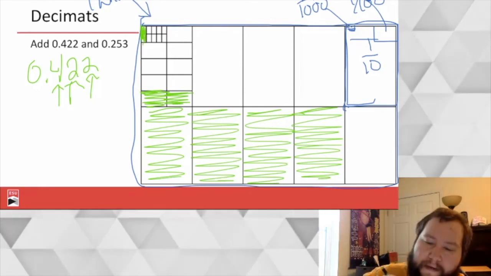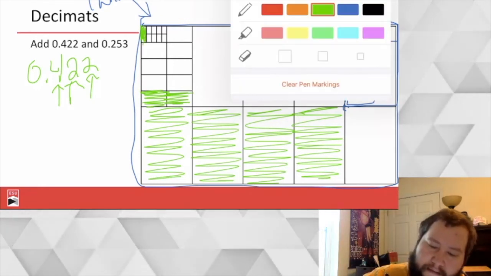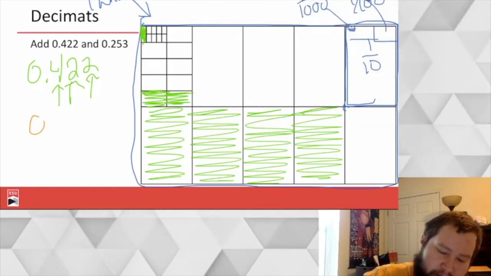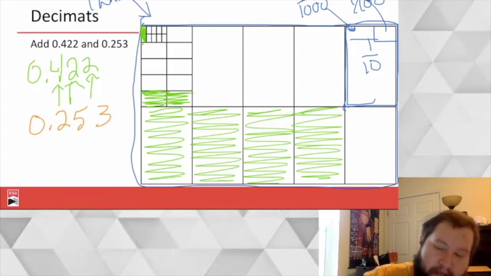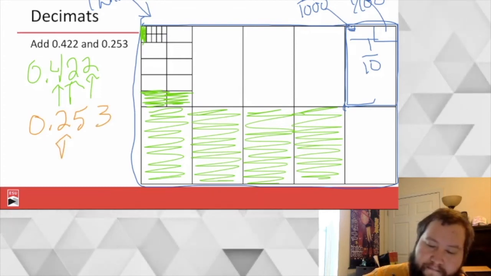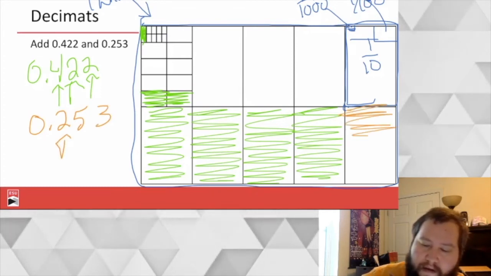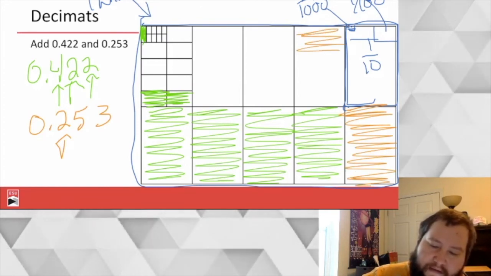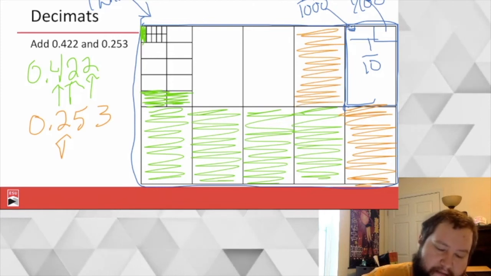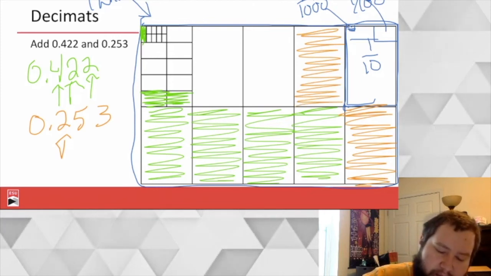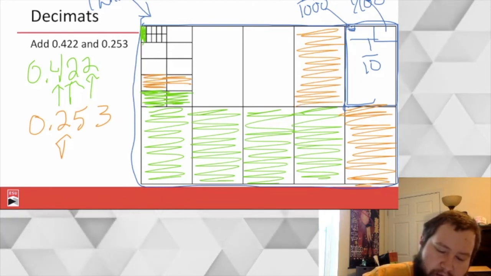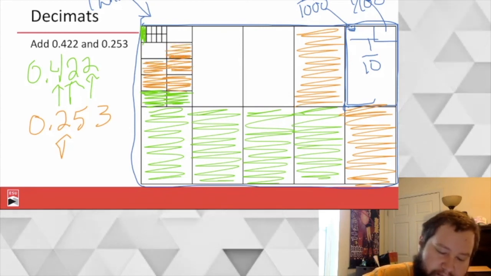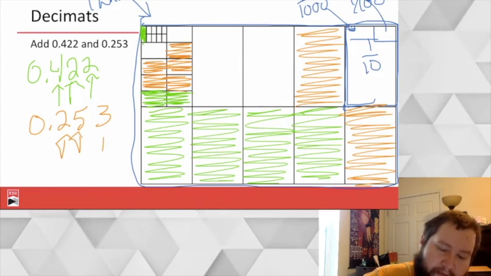And then another number, another color, orange, 0.253. It's 2/10. 1, and because I used that corner one, I'll just fill this one in, 2. 2/10. 5/100ths. 1, 2, 3, 4, 5/100ths, and then 3/1000ths.